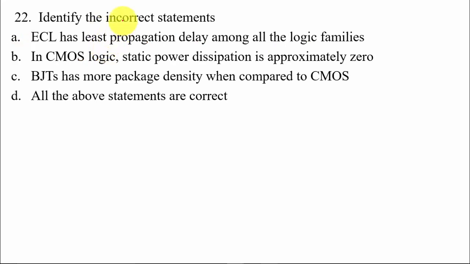Identify the incorrect statement. The first statement they are telling is ECL, nothing but emitter coupled logic, has the least propagation delay because it is the fastest logic. This is a true statement, but they are asking for an incorrect statement. In the case of CMOS logic family, static power dissipation is approximately equal to 0. This statement is also true. BJT will be having more package density when compared to CMOS. This statement is false. BJT will be having less package density because area occupancy in the case of BJT is more when compared to CMOS. So the corresponding option that is going to follow is option C is correct.